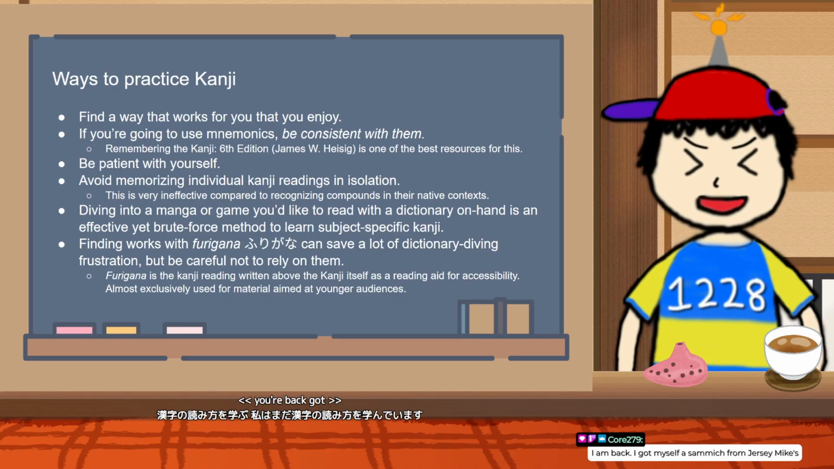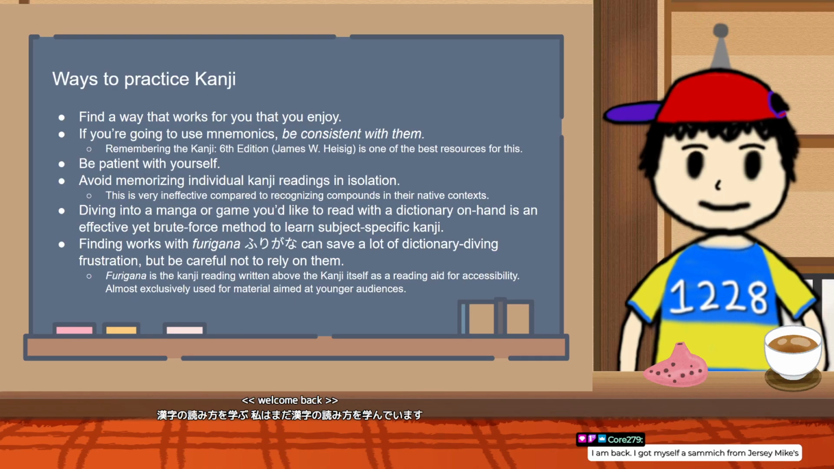You're back. Got yourself a sandwich from Jersey Mike's. Welcome back. We're talking about kanji. Well, not for long, because we're moving on past kanji.